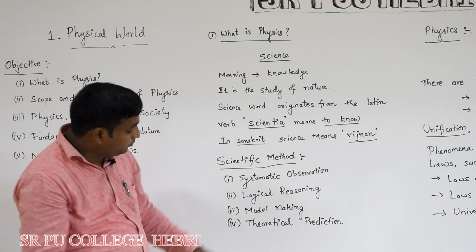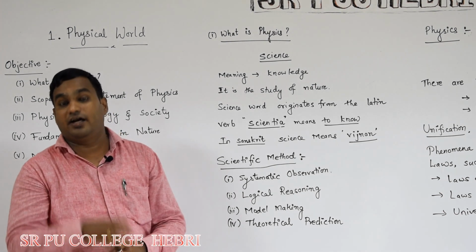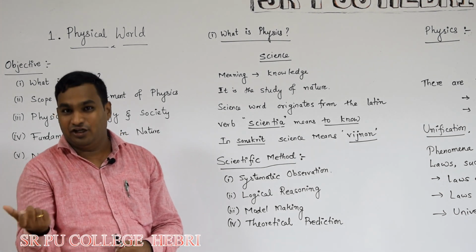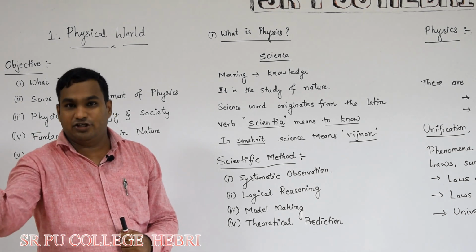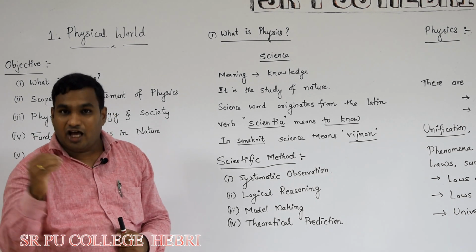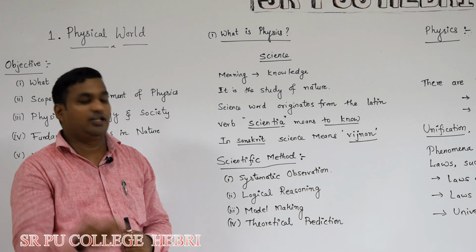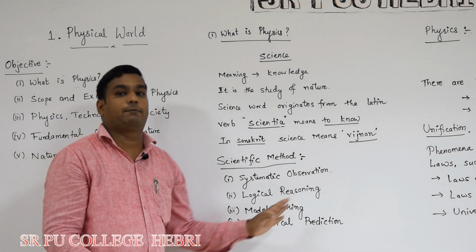Dear student, by using theoretical prediction only we identified Halley's comet. You already know Halley's comet, it will reappear every 75 years. We call it periodic. That Halley's comet was discovered or identified by using theoretical prediction.